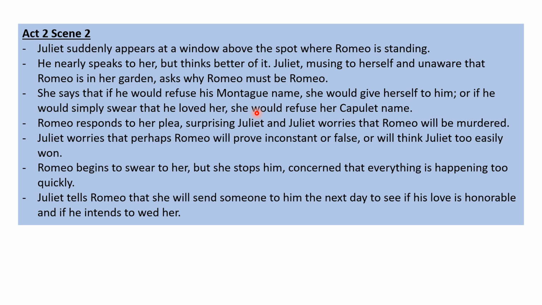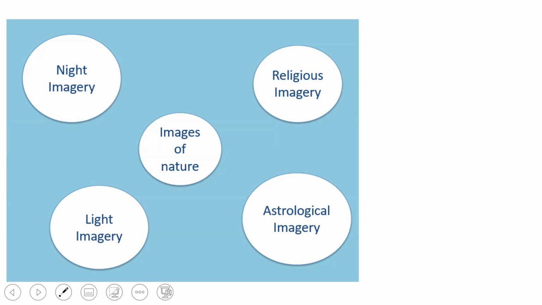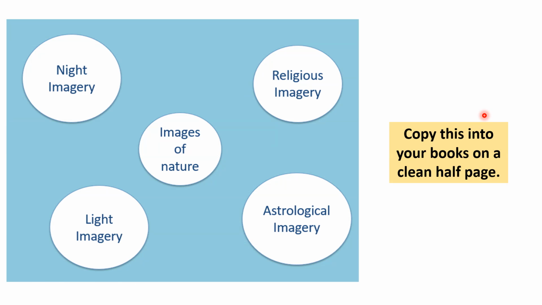Before we do so, there is a lot of imagery and metaphor that we need to unpick. So to do that, I would like you to copy this into your books on a clean half page. You might need a little bit more than a clean half page, depending on how big your writing is. Ultimately, you just need to create 5 different mind maps, one for night imagery, one for religious imagery, one for images of nature, one for light imagery, and one for astrological imagery. Pause the video and copy those 5 mind maps down now.